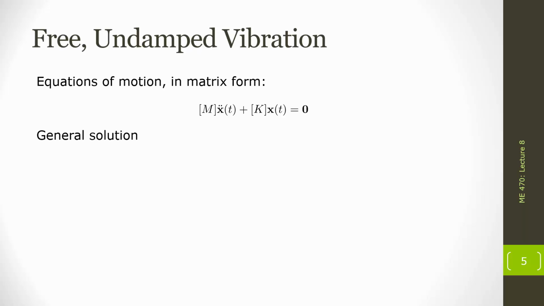going to get the general solution for x of t to be the summation of c_i chi_i cosine of omega_i t plus phi_i. And we see that the general solution for a multi-degree of freedom system is just a more general form than we had for the 2-degree of freedom. We're going to have as many of these c's and phi's as we have degrees of freedom in our system.